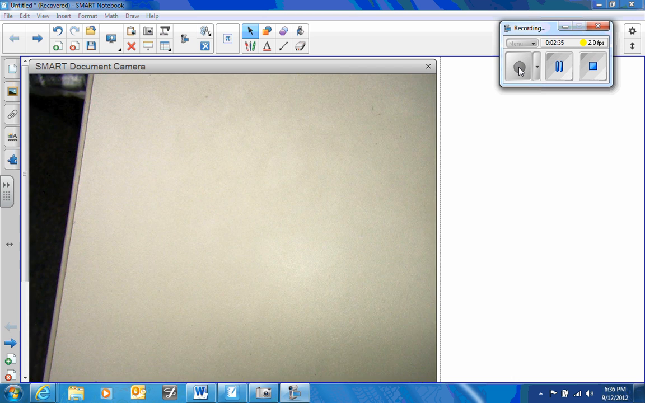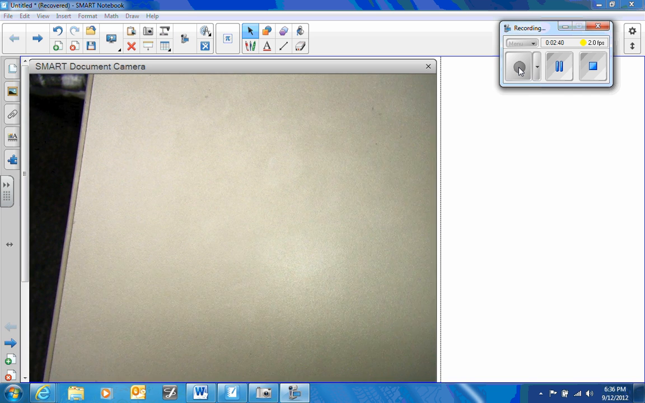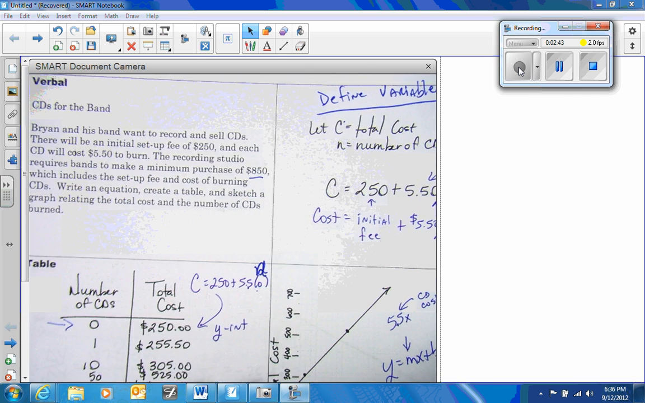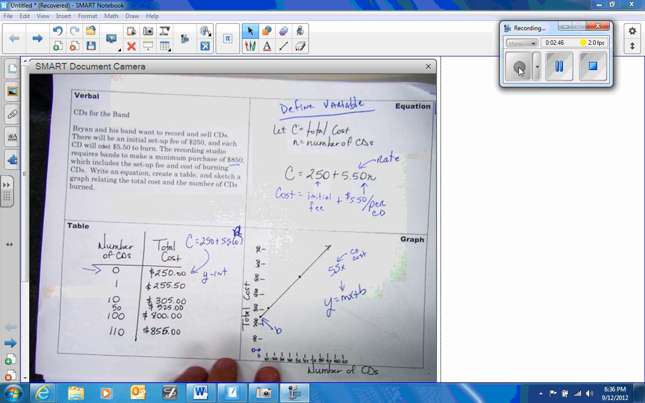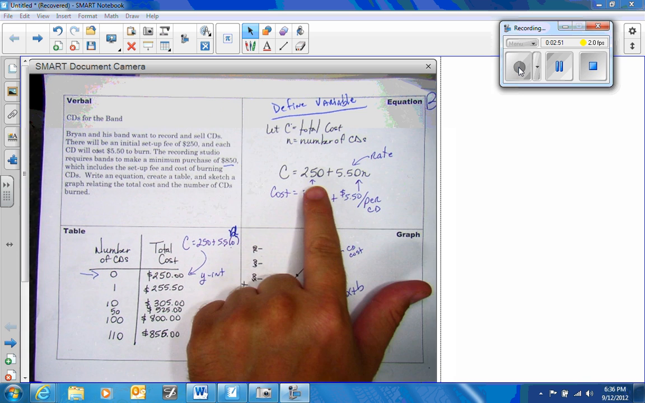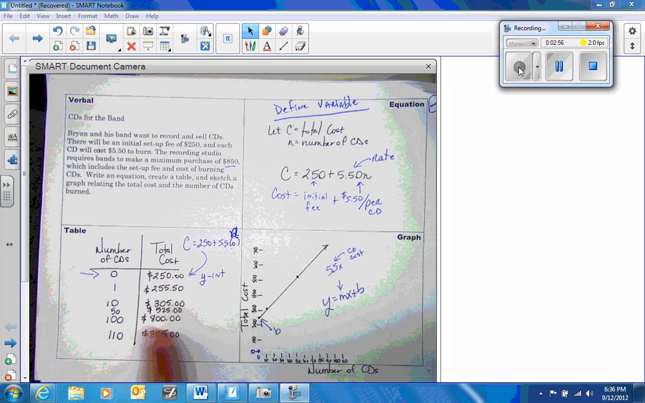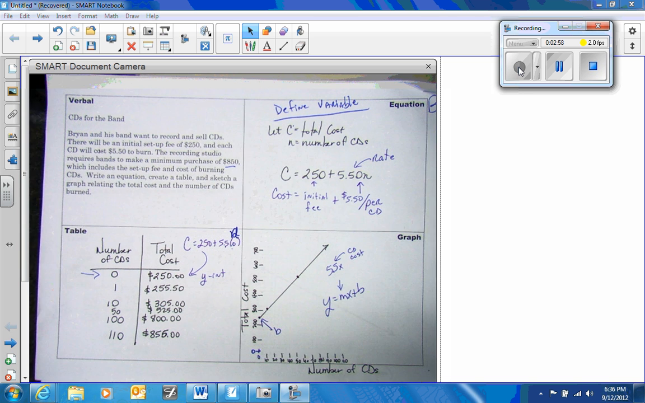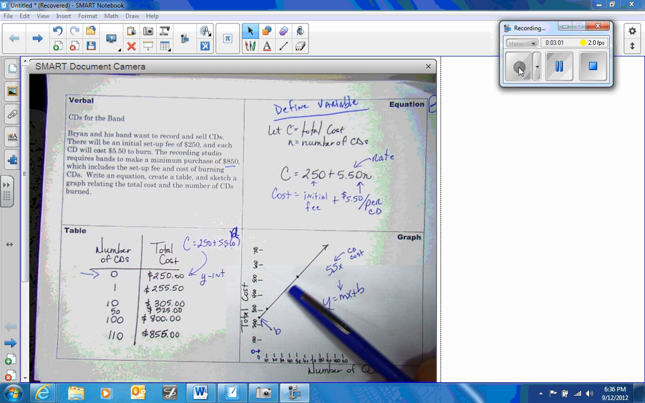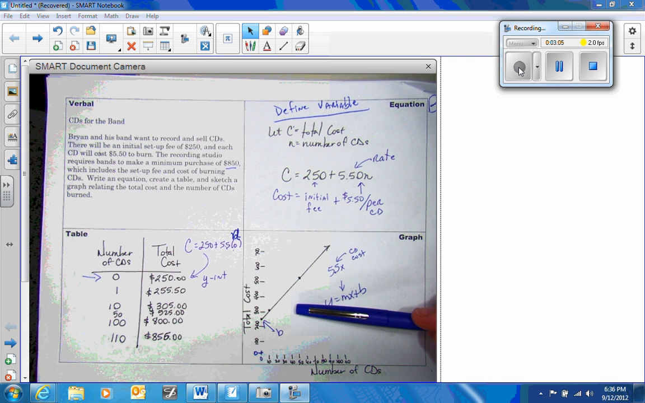So, okay, I'm going to go ahead and put up the charts that we covered today. Here we go. All right. Here is B. This was the CDs for the band. Just in case you did not get all the information, I told you I'd put this online. Okay. Here's your defining variables. Here's your equation, your chart or your table, and then of course the graph. Now, you don't have to actually connect these because this was actually discrete data, but you can't sell or make half of a CD.